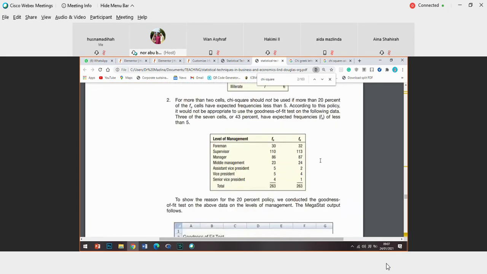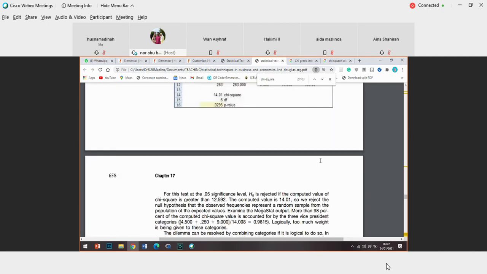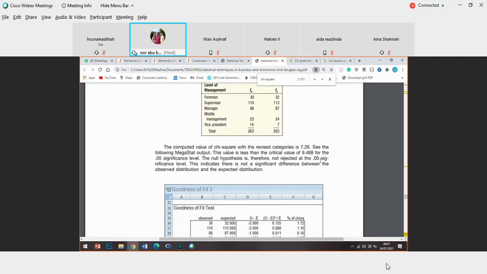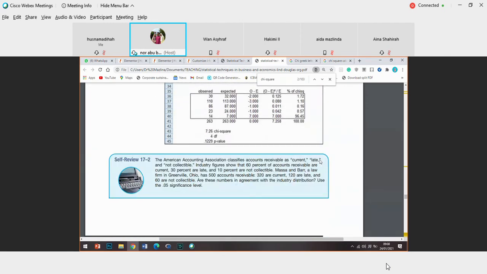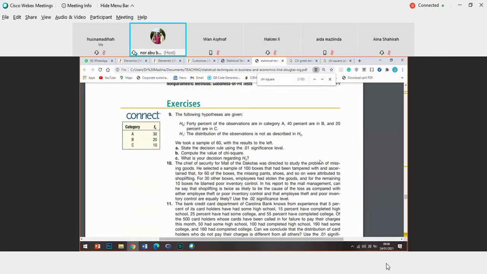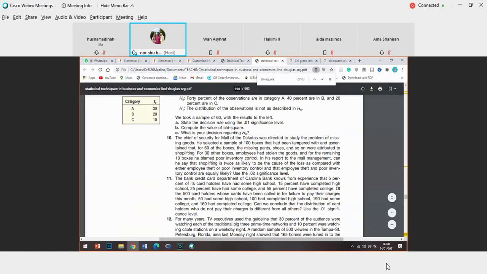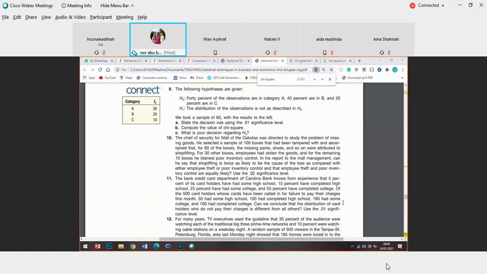Okay, kalau tak ada soalan, kita balik kepada WhatsApp and then saya akan bagi soalan untuk awak buat dan kita check sama ada jawapan tu betul ataupun tidak. Okay? Okay, thank you very much.